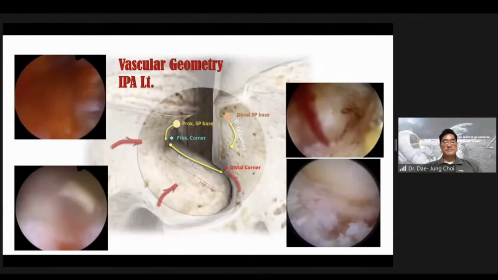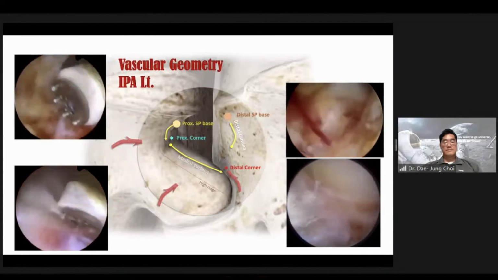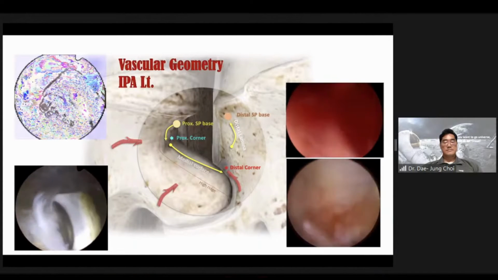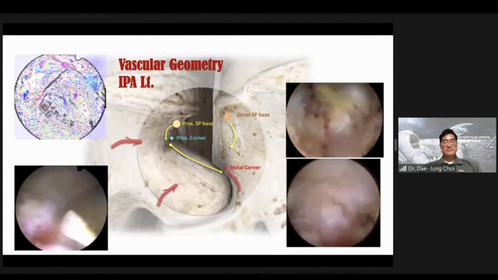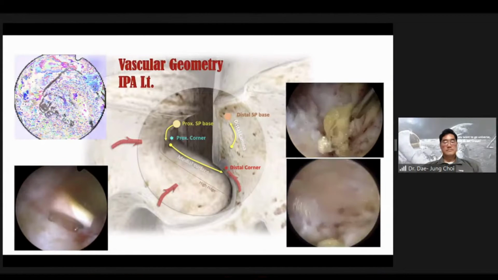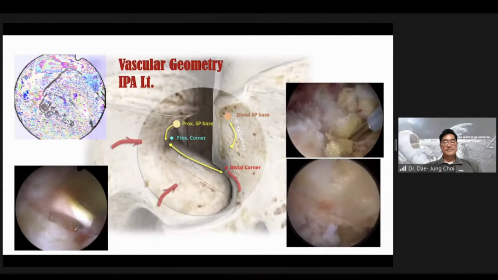In the posterior approach, 9 o'clock on the left side, 7 at the bottom, and 5 o'clock on the right side are the main foci where bleeding comes out. If you know the main bleeding foci, you can guess where the bleeding comes from and control it easily, even in a bloody, blurred surgical field.